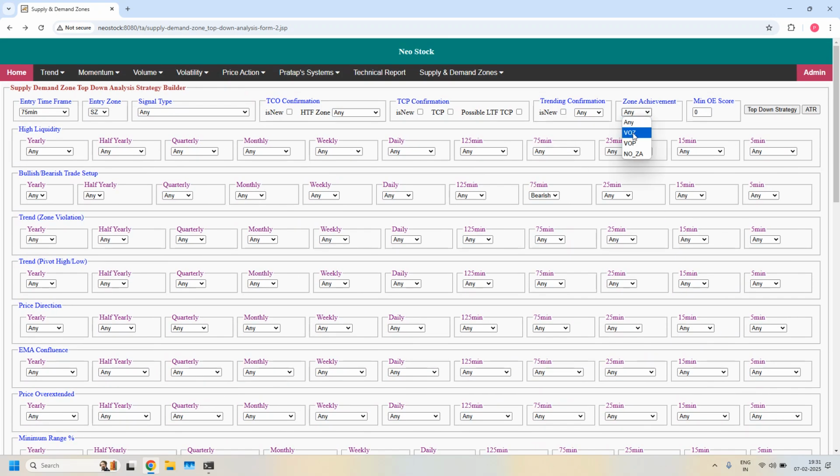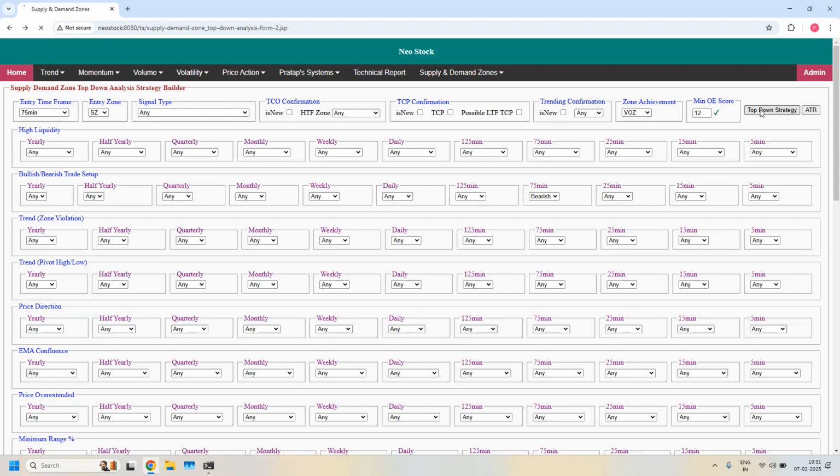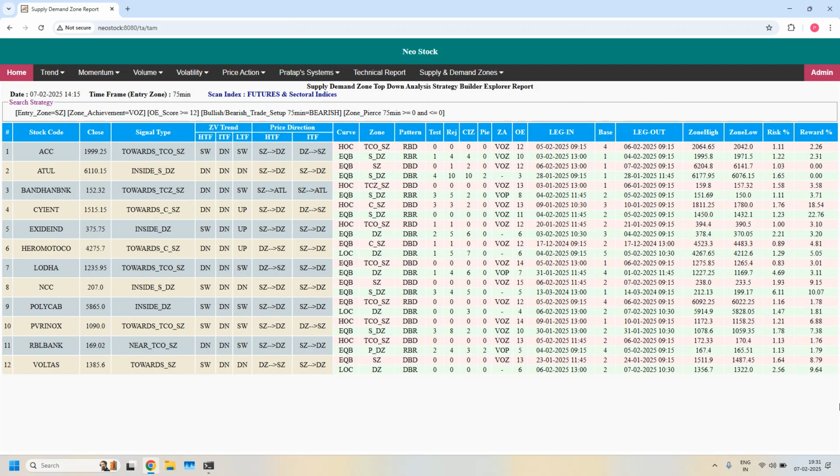Zone achievement violated opposing zone. Minimum odd enhancer score 12. All 3 filters are applied to the 75 minute supply zone. Let's filter. We got 12 stocks. And all these 12 stocks are supporting the bearish trade setup for weekly income trade, and entry time frame zones are 75 minute supply zones.